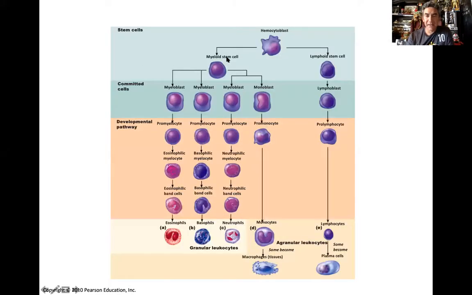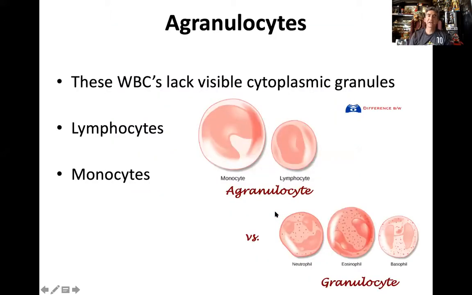So again, a slightly different developmental pathway. So the very, very distinctive lymphocytes, and then our monocytes, which do come from what we call the myeloid stem cell branch. So kind of related, but developed in a different strategy from the granulocytic cells. So let's look at our agranulocytes.